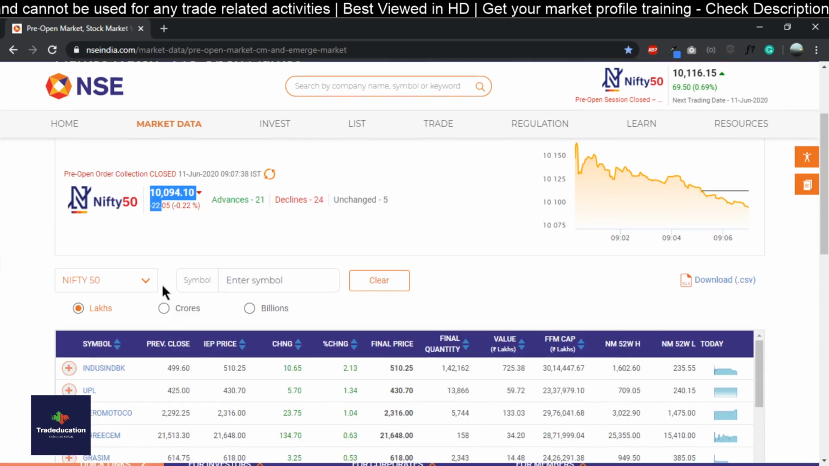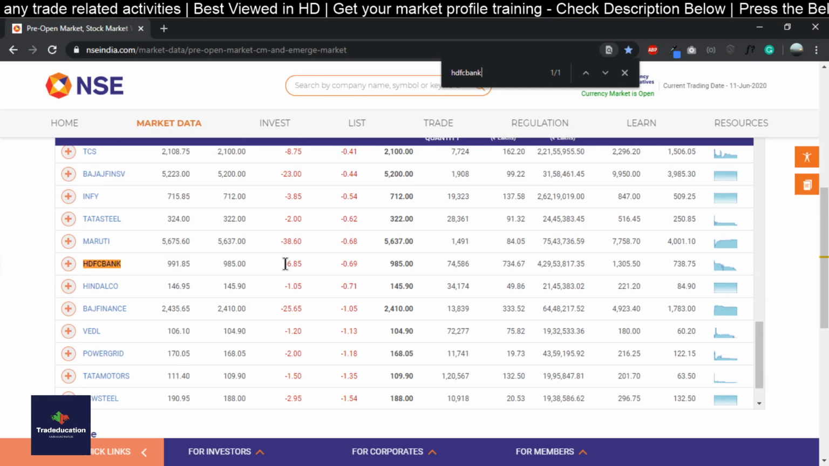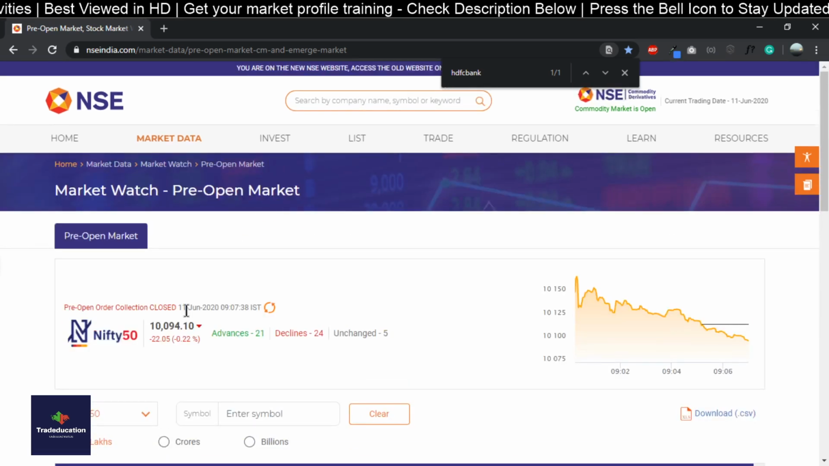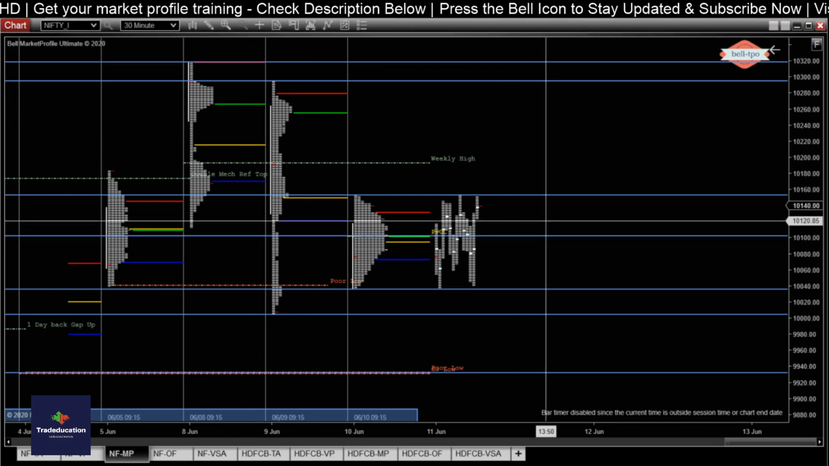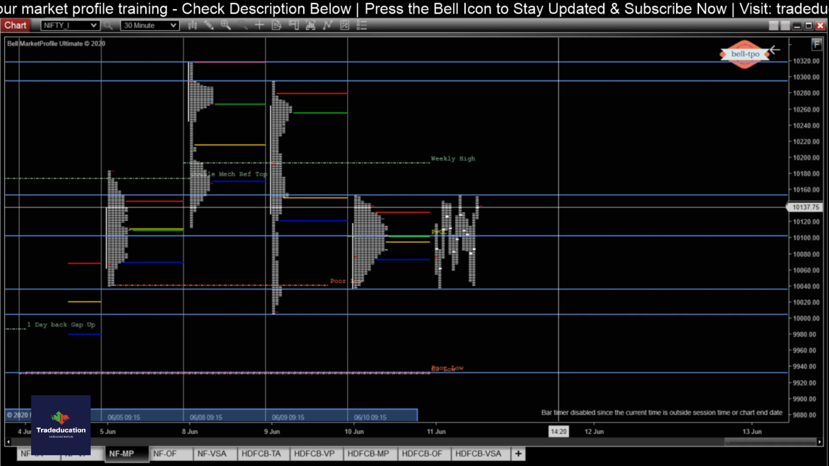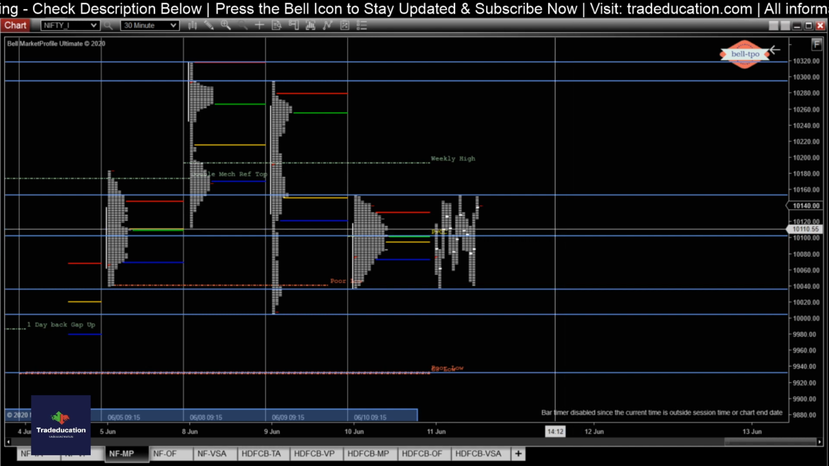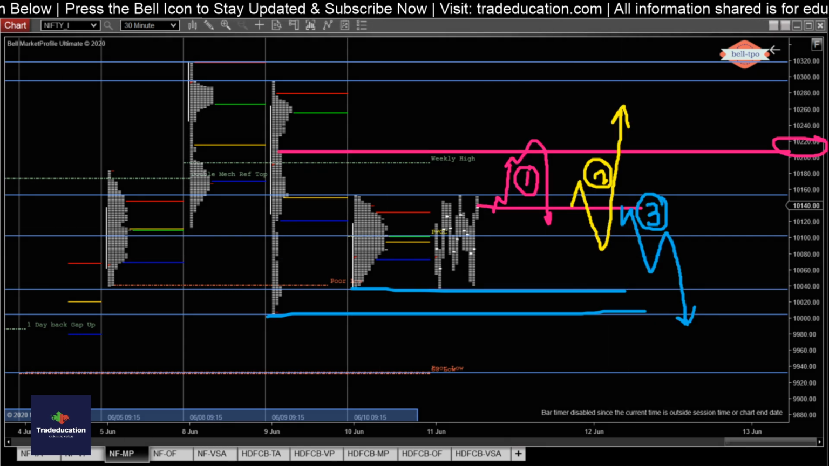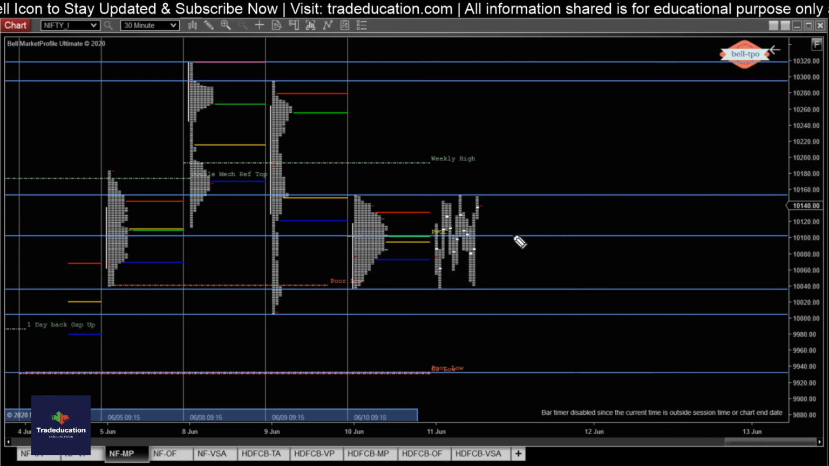So 22 points down is where the auction is going to open. Let me look at HDFC Bank, and HDFC Bank is 6 points, so 985. Okay, so 985 and 22 points down. So let me close this. So this is for Nifty. So 20 points down. So 30 minus 20. Okay, so 11,117 or somewhere. So somewhere around the point of control level is where the auction is going to open. So now let me delete all this, and this is where I'm seeing the auction to open around the point of control reference level.